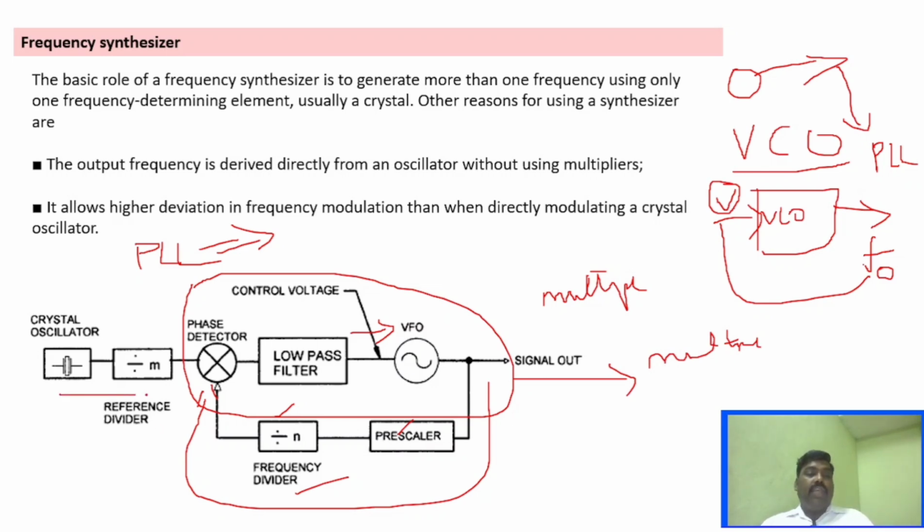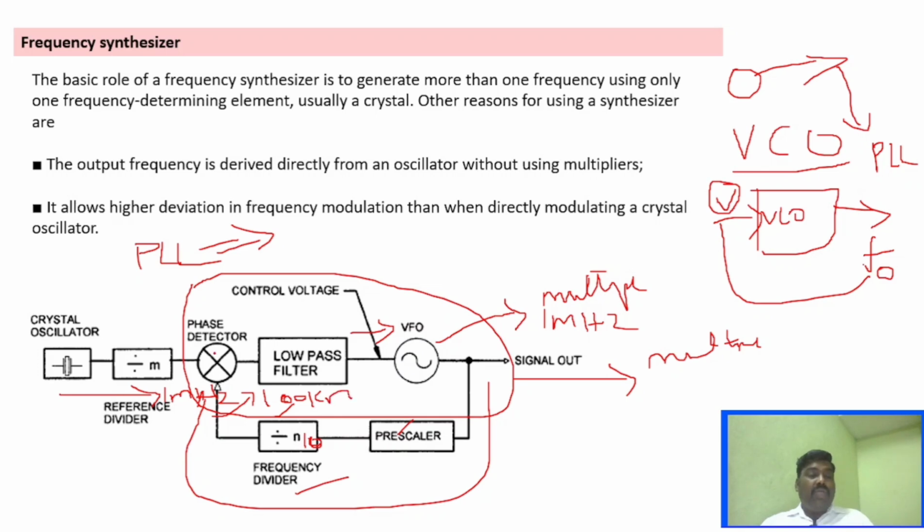I'll give you an example here. Say, for example, you have a crystal oscillator of 1 megahertz, and the voltage control oscillator is also capable of generating a 1 megahertz signal. The output of this VCO is a 1 megahertz signal, and once it is given to the frequency divider, say for example if this N is 10, then this 1 megahertz will be divided by 10, and the second input to the phase detector will be 100 kilohertz.